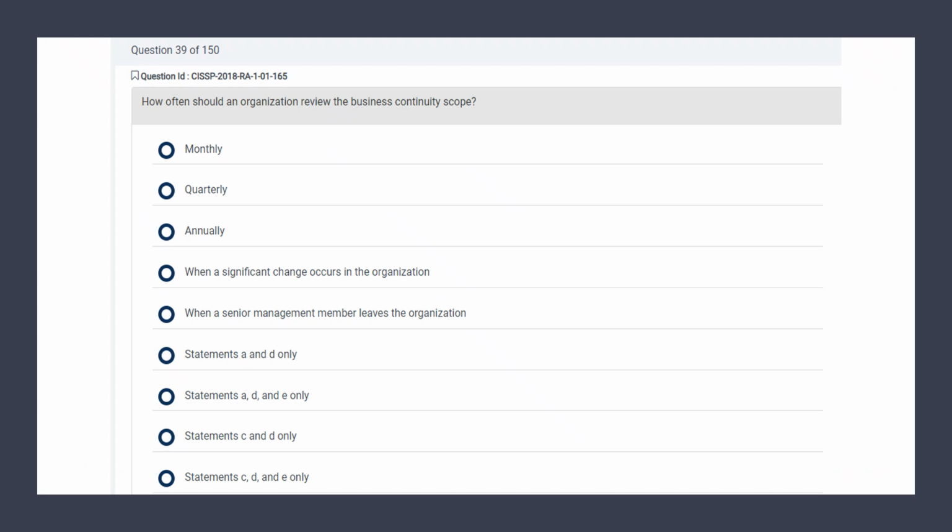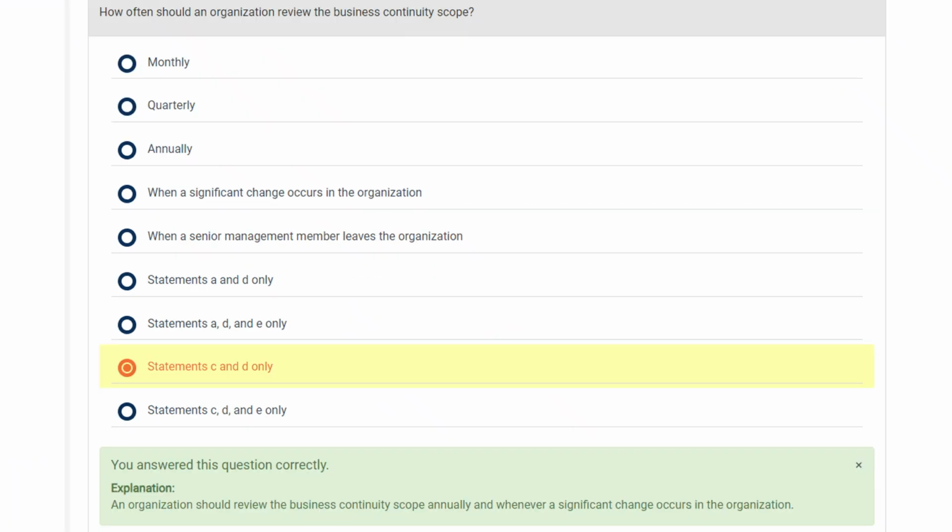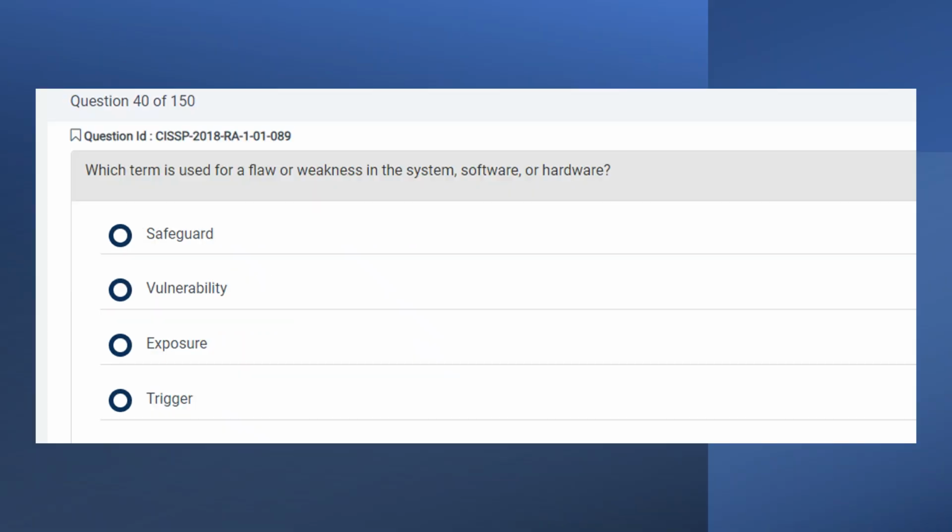Question 39. How often should an organization review the business continuity scope? The correct answer is statement C and D only. So that means that an organization should review the business continuity scope annually and whenever a significant change occurs in the organization. Question 40, and this is the last question of this section.